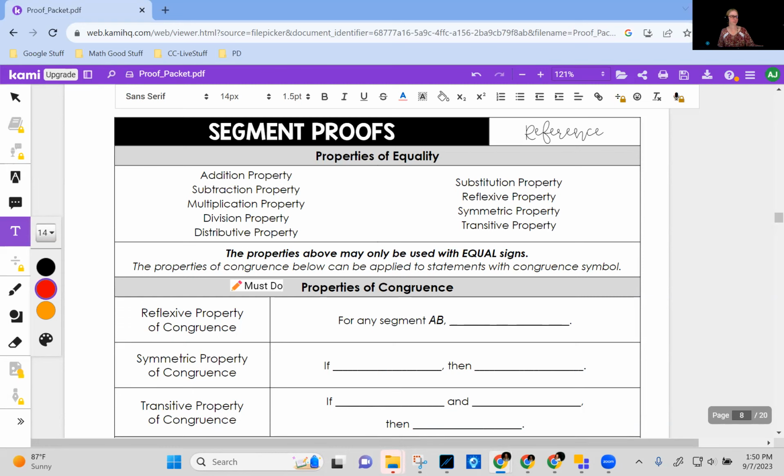There we go. Okay, so with this, we have the congruent sign. Remember, congruent means that the lengths are equal, okay? So here we have the congruent sign.